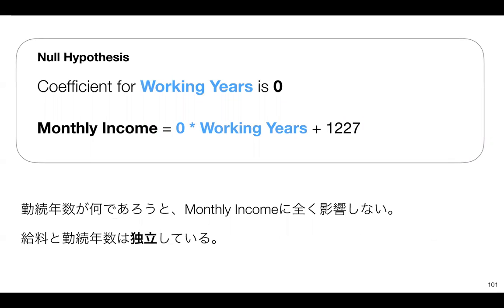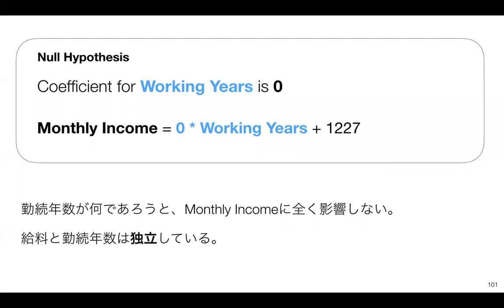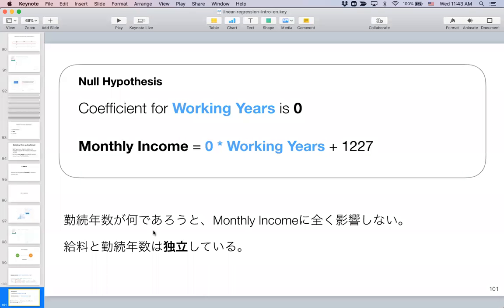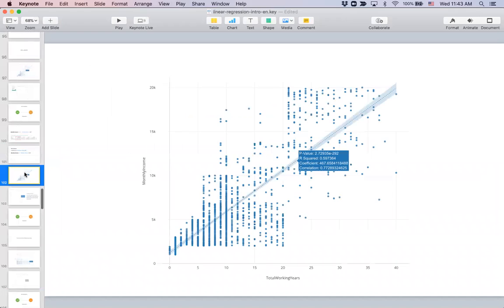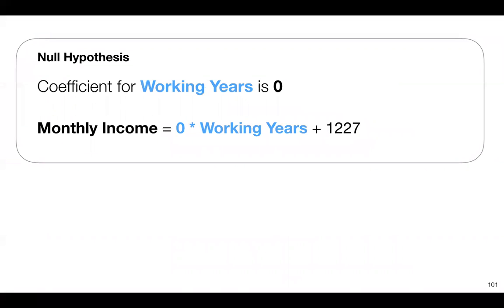Now the null hypothesis, oh my gosh, it is Japanese again. We don't need this information here. So now that we've removed it, okay, sorry about that. The coefficient for working years being 0 is the null hypothesis. That means the formula can be like 0 multiplied by working years. So regardless of the value in working years, the monthly income always stays the same, which is $1,227.